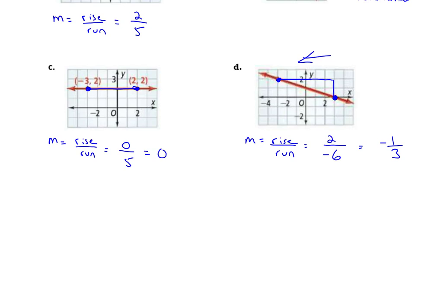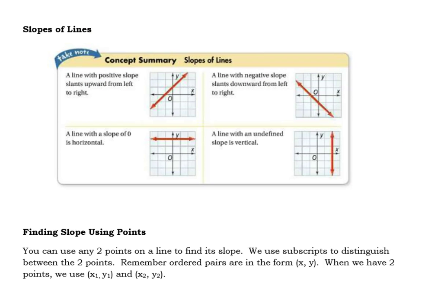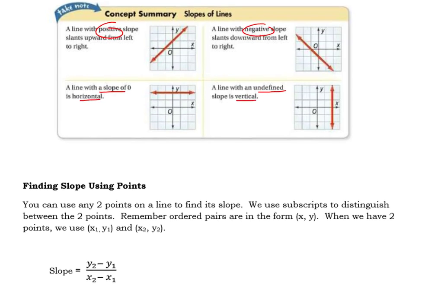Okay, so to wrap up slope with graphs, a line that is going uphill is always going to have a positive slope. A line that is going downhill is going to have a negative slope. A line that is completely flat is going to have a 0 slope, and a line that is completely vertical or up and down is going to have an undefined slope. So make sure you remember those. It'll help you when you're finding slope.